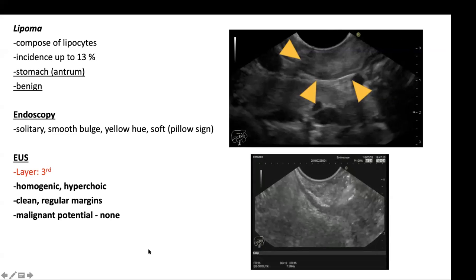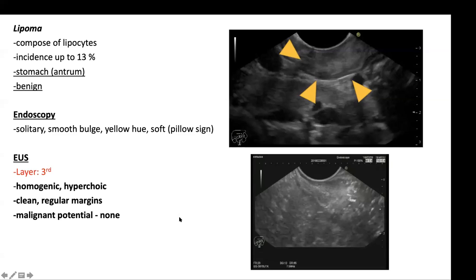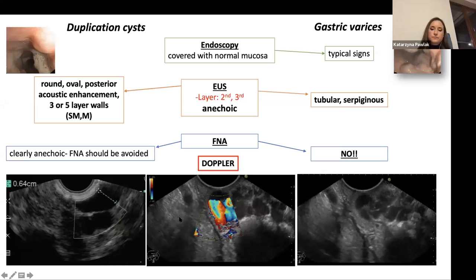Okay. And the next one will be a differentiation between duplication cysts as well as gastric varices, and this is my favorite one.